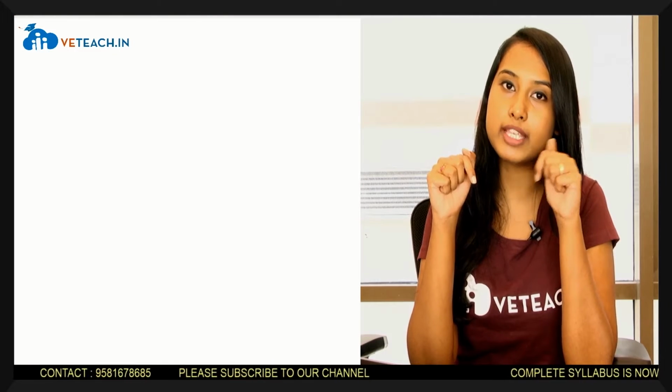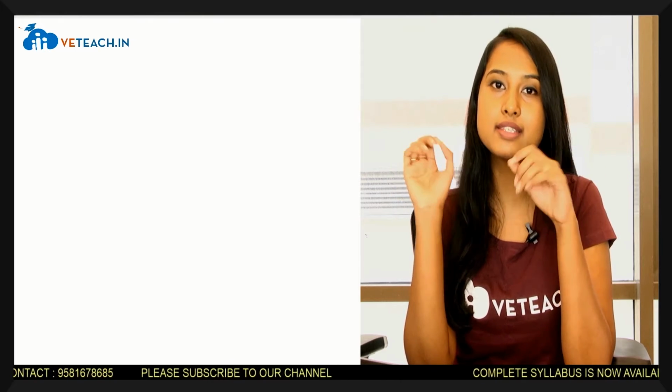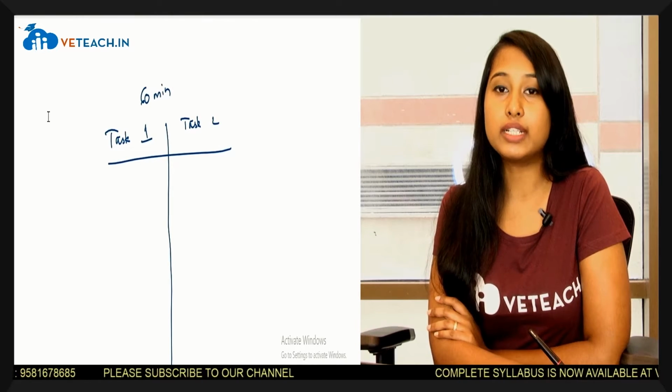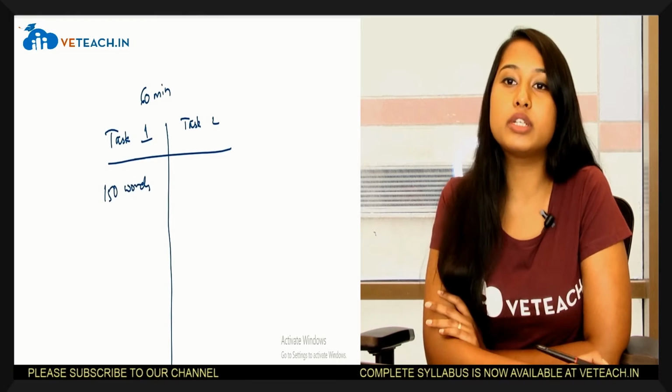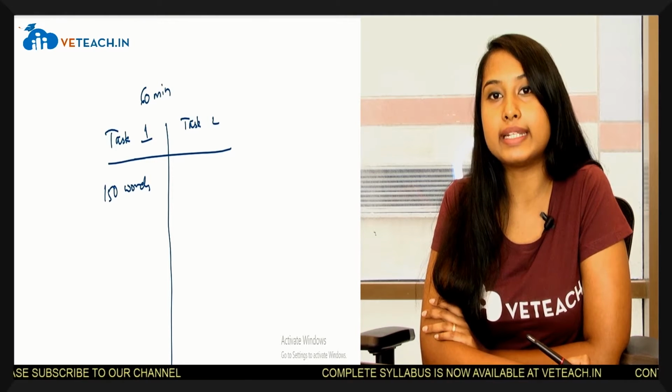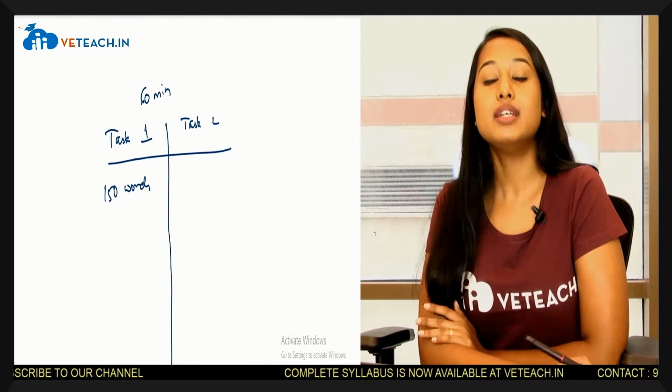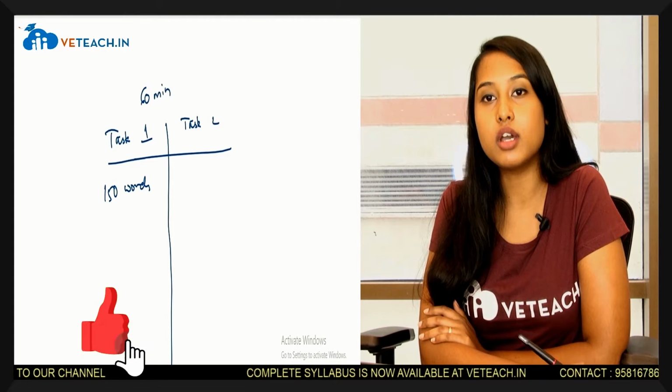Video, I am going to explain everything you need to know about the IELTS writing section. In Task 1, the candidate has to write a descriptive report of 150 words about the graphic or pictorial information like tables, charts and diagrams provided. This task has to be completed in around 20 minutes.